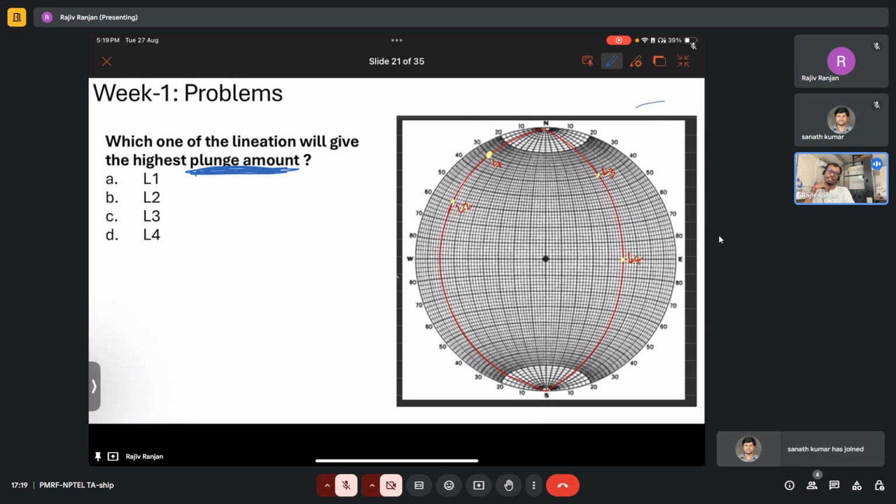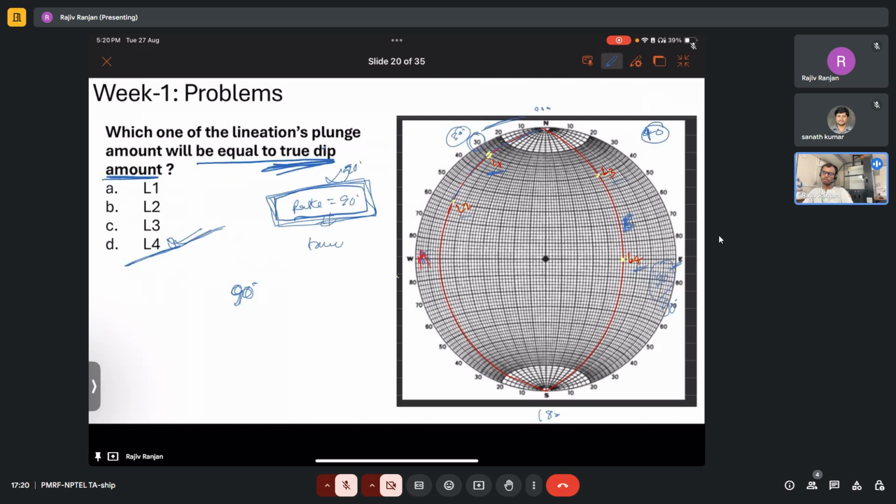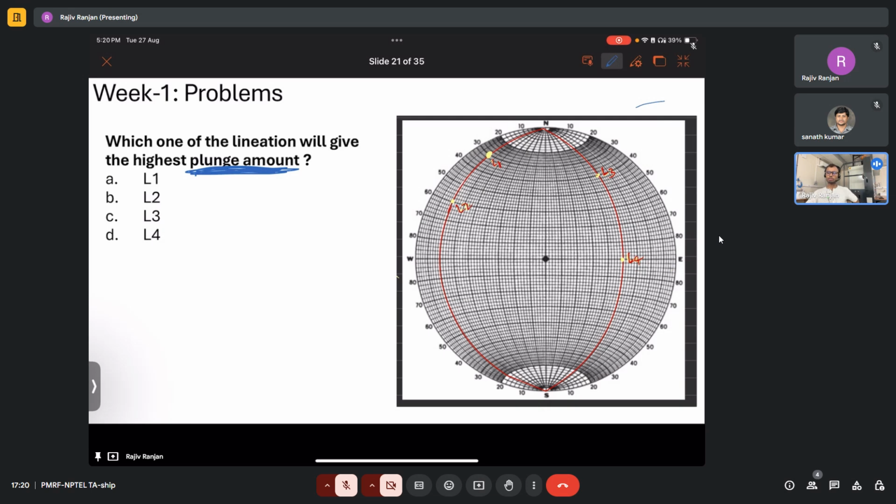So I have discussed the same things in the previous slides. Try to understand the question: which one of the lineations will give the highest plunge amount? It's very similar to the last question. I have discussed everything in the last question. You just have to think a little and then you will understand. So what do you think? Lineation 1, lineation 2, lineation 3, or lineation 4? Which one would give the highest plunge amount? I told you how to measure plunge of a given lineation. So be here, I will be back in 10 seconds.